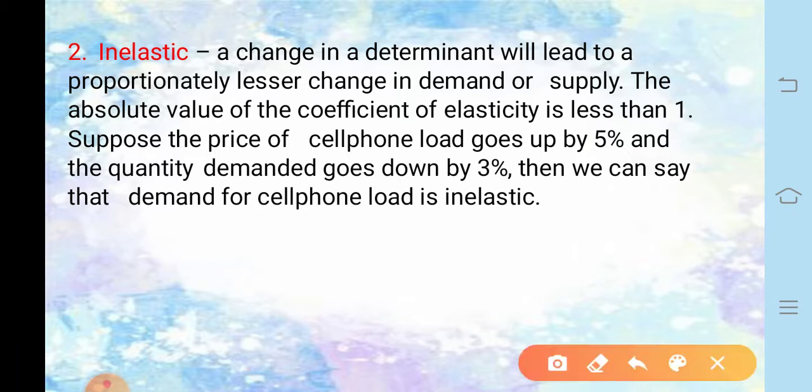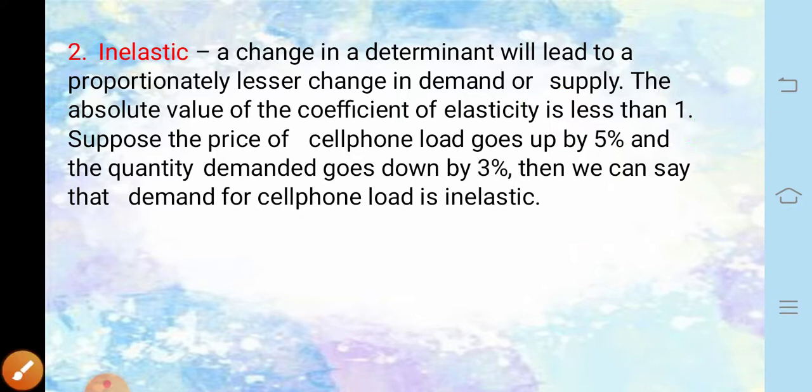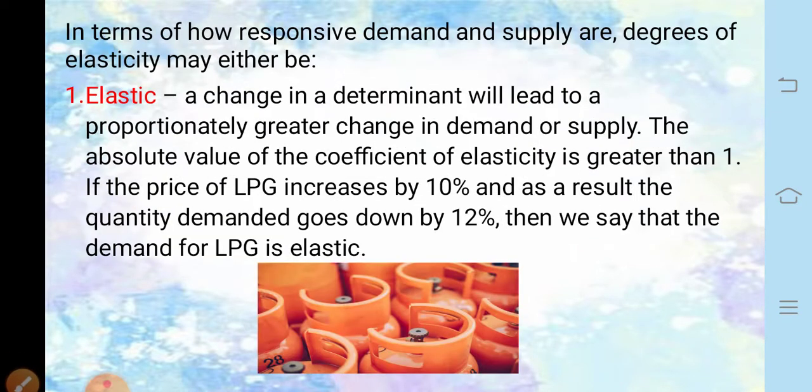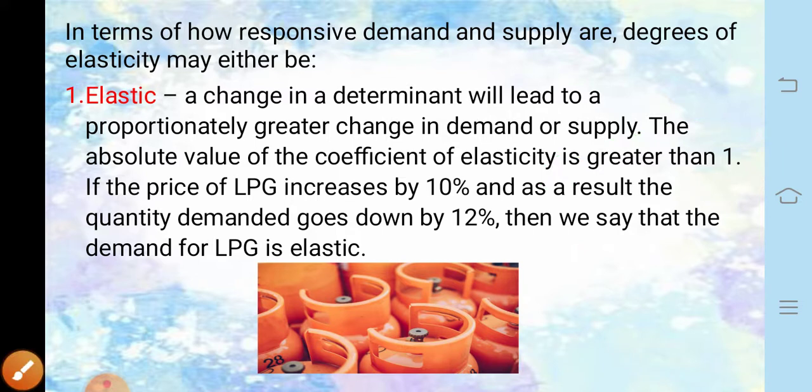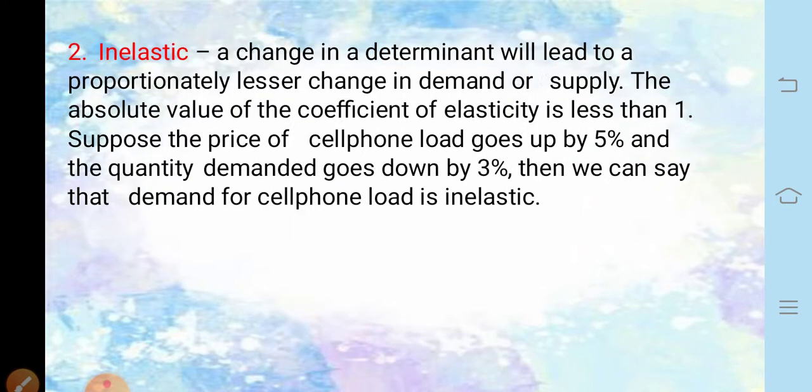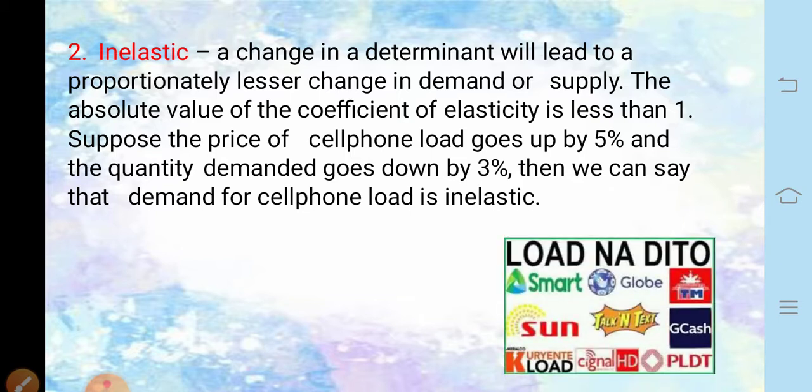Okay, another one. Ito yung tatandaan nyo. Okay, the coefficient of inelastic is less than 1, which is different from the elastic, which is greater than 1. Okay? Another term yan na tandaan nyo to identify if the demand is elastic or inelastic. Okay, next.